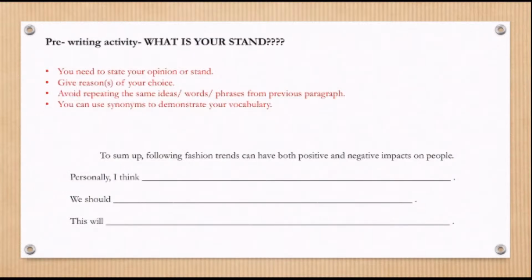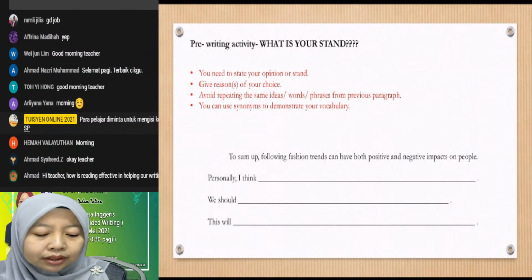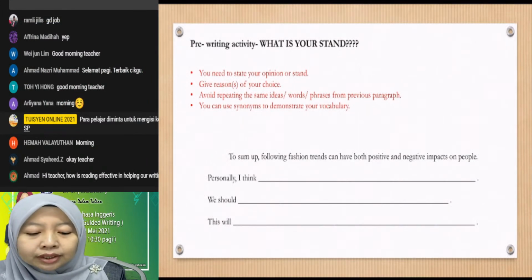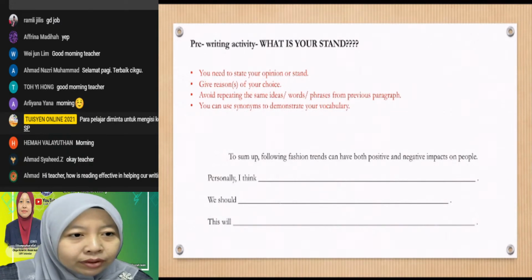Okay, in your 4th paragraph, this is the part where you need to put your stand. Don't forget you still have one more bullet that you need to answer, which is to state your opinion. So what is your opinion? Is it good or is it bad to follow the fashion trend? So place it in your 4th paragraph, and then give reasons for your choice. Why do you think that it is good to follow the trend? Why do you think it is bad to follow the fashion trend? Okay, and then you can write your closure. When you write your closure, avoid repeating the same ideas, words or phrases from previous paragraphs. You can use synonyms to demonstrate your vocabulary.